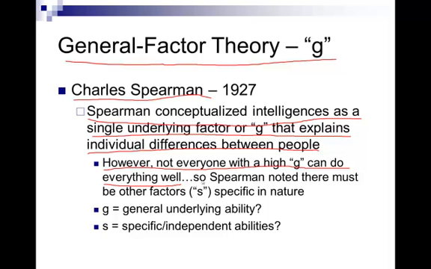Now, he went ahead to note those differences, that there would have to be other factors, or an S, that were basically specific in nature. And so your G was your general underlying ability, pretty much what you're born with. And then your S was specific independent abilities. These could probably be things that you could learn.